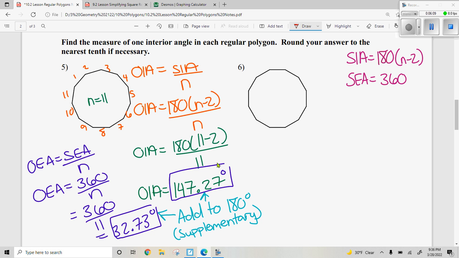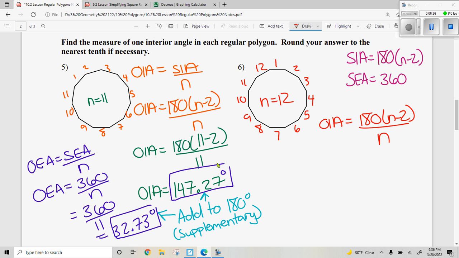I want to find one interior angle and one exterior angle in this polygon. So I need to know how many sides it has. It has 12. So n equals 12. So if I want to find one interior angle, I can use my formula that I'll write every time so that I remember it. I'll remember to divide by n, not 2. That's the most common mistake. And so I'll plug in 12 here twice.